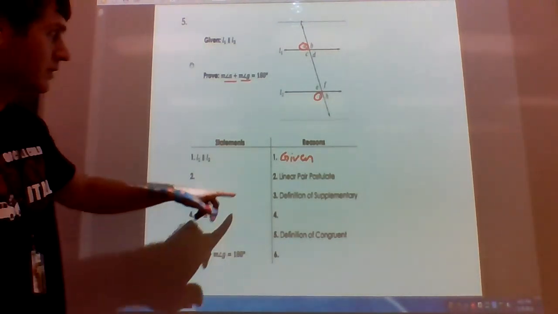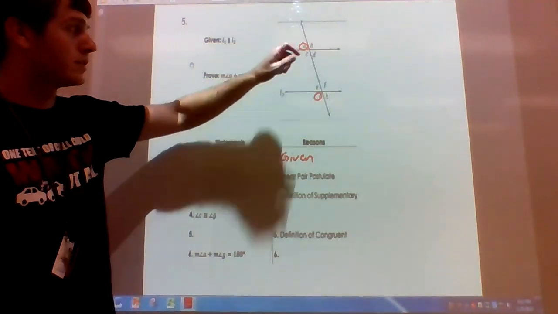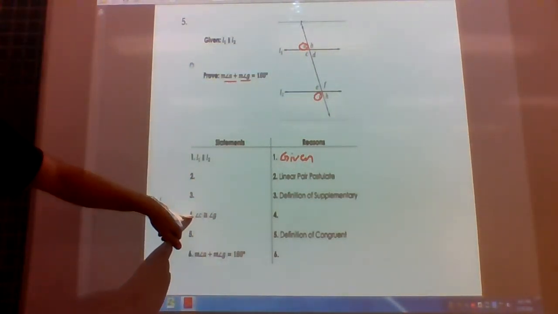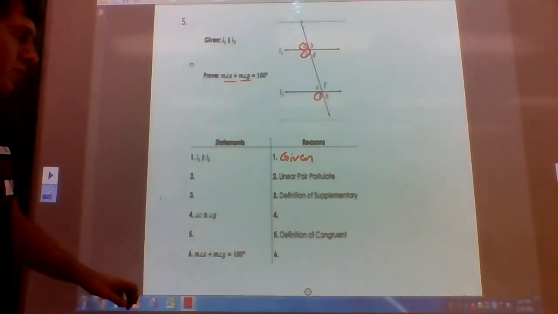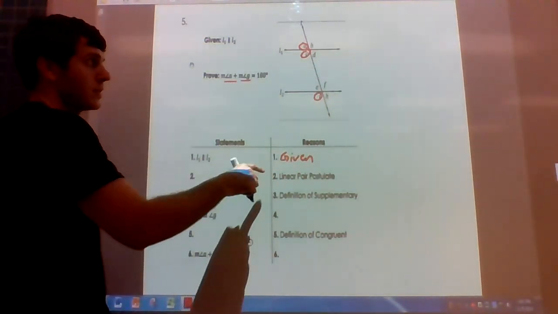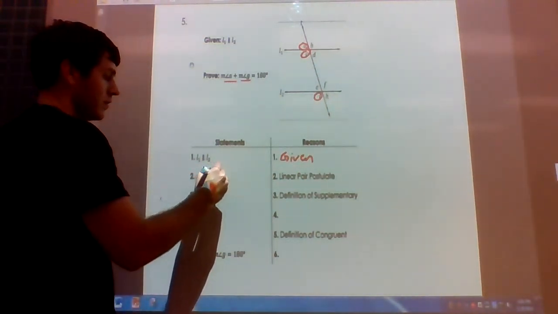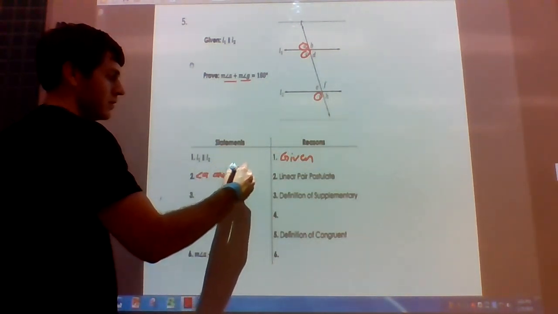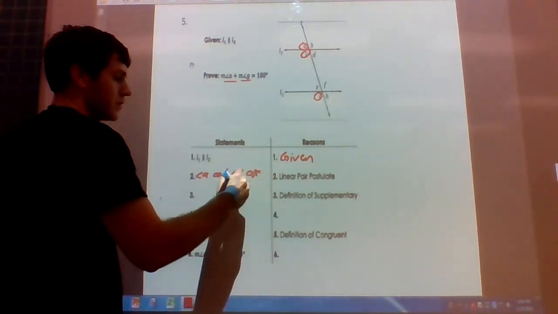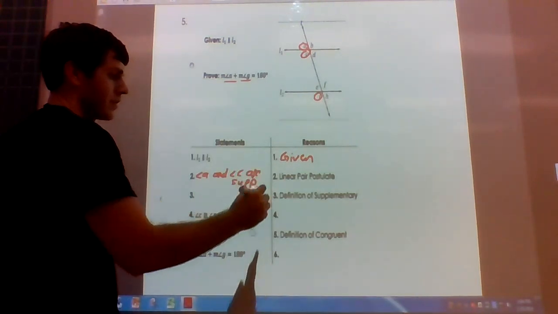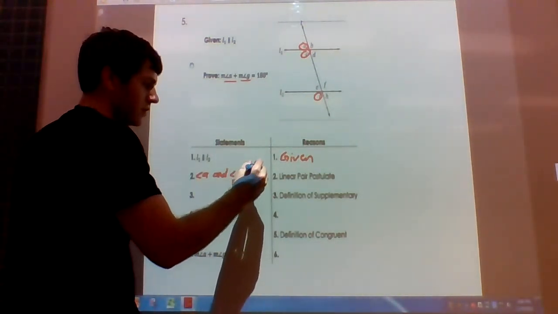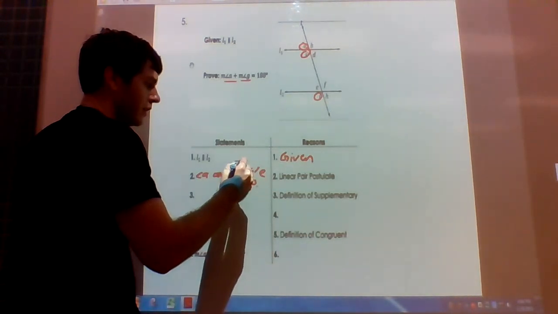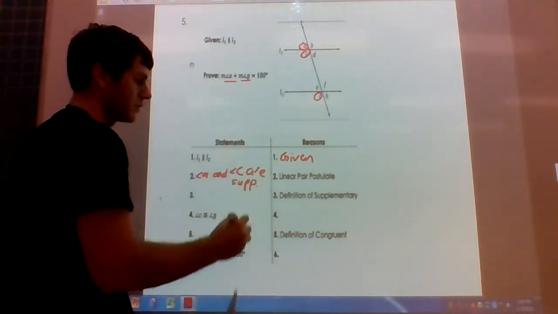Okay, so then they went C to G. So we need to do A to C, right? They're going from C to G, which means we need here to go from A to C. The linear pair postulate is going to tell us that angle A and angle C are supplementary. Okay, you can't see it. I'm sorry. It doesn't really fit in here very well. Angle A and angle C are supplementary.